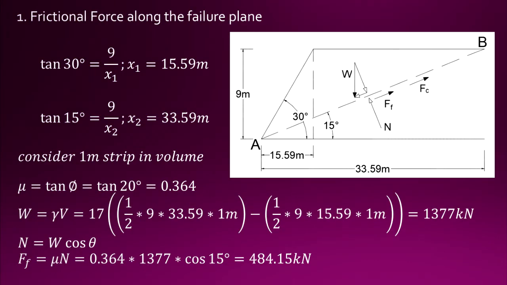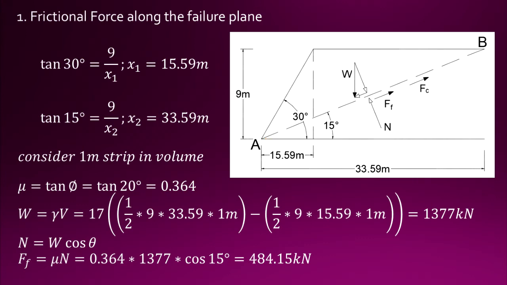So first, we will have here the frictional force along the failure plane. We should first determine the distances needed. If we have here a height of 9, we could just provide here the value for the x1, through which we could use tangent 30 equal to 9 over x1, or the distance here from A to that hidden line. And then of course, we again use the value of our height 9 and use tangent 15 for the failure plane. So, tangent 15 would be equal to the opposite 9 over the distance horizontally between A and B.